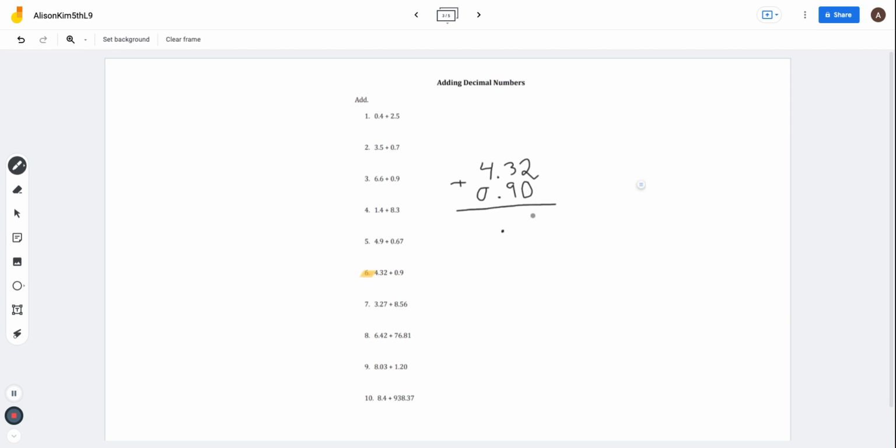2 plus 0 is 2. 3 plus 9 is 12. So bring down the 2, bring up the 1. 1 plus 4 is 5. 5 plus 0 is just 5. So your answer for number 6 will be 5.22.